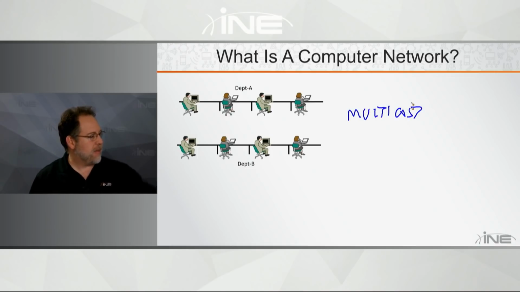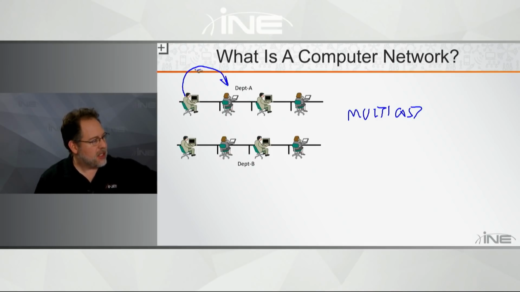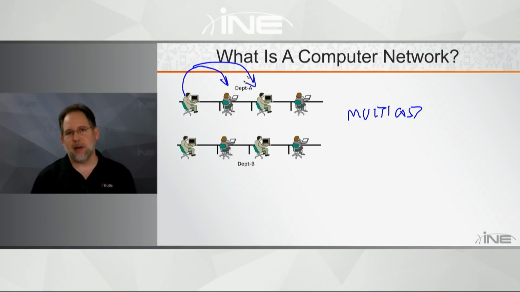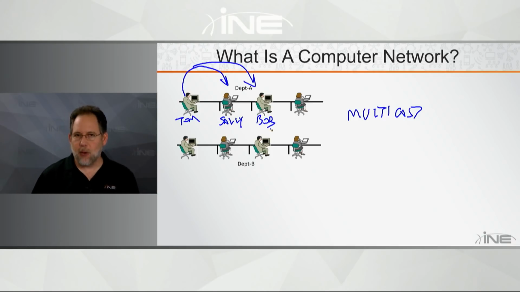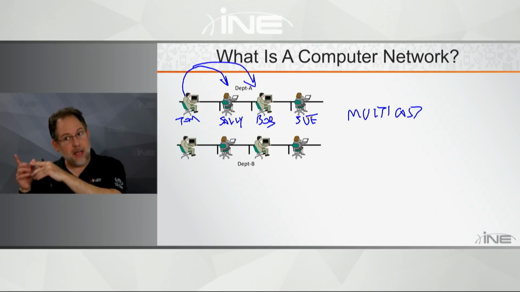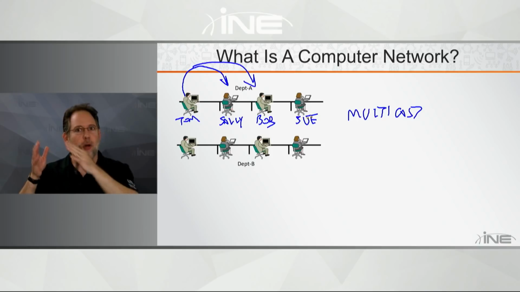A multicast is where you put something on the wire and it's not meant for one person, it's meant for a group of people, but not everybody. So for example, Tom here is putting something on the wire and both Sally and Bob want to pick it up. They want to see it, but Sue over here is not interested in it. That's called a multicast. In other words, it's not one-to-one, it's not one to everyone, it's one to many, and that's called multicast. Okay?